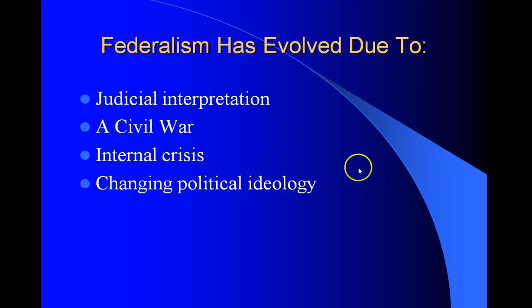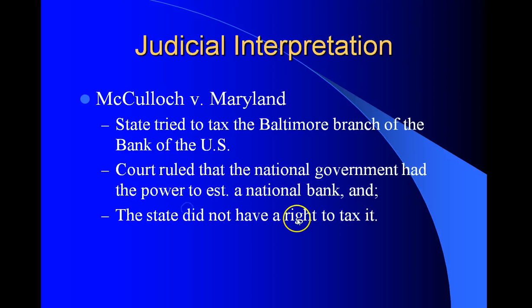Federalism has evolved due to a number of reasons, though, and by meaning federalism has evolved, what I mean by that is that the nature and purpose and duties of the federal government have grown and grown and grown for a number of different reasons. One is judicial interpretation. Right out of the gate, there were challenges to the supremacy of the federal government. This was settled at the Supreme Court level in a case called McCulloch v. Maryland, which is a very important case that you need to understand a little bit.